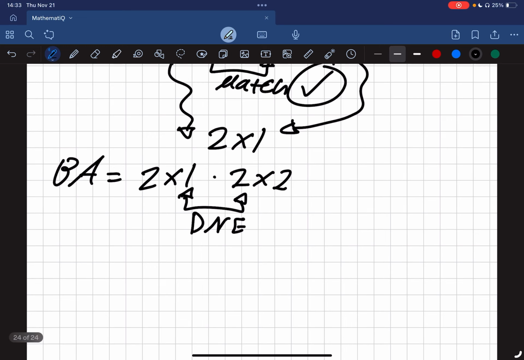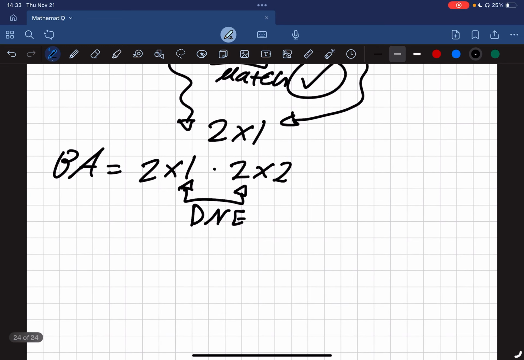DNE stands for does not exist. It simply does not exist. We cannot find this solution. So this is one of the examples where it's a fringe case, an edge case where you cannot find the solution, and this is very important to be mindful of.